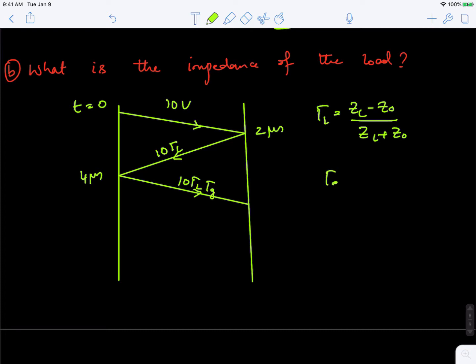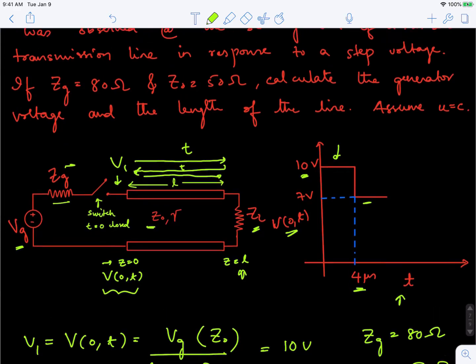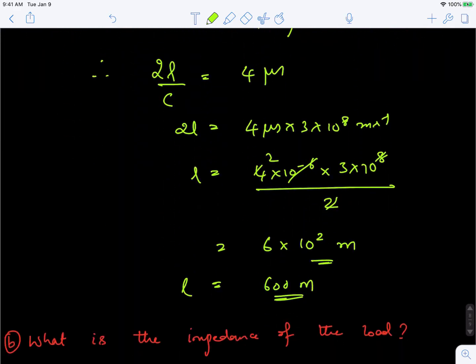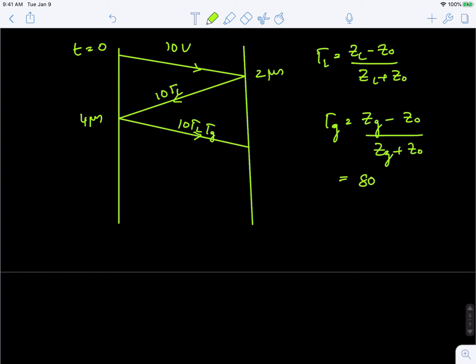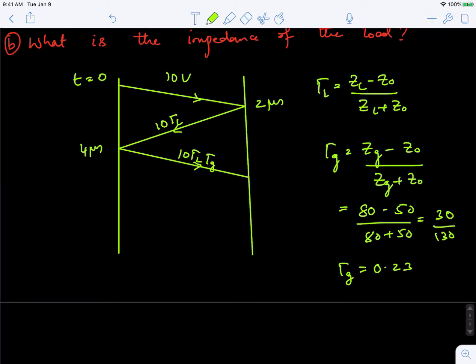We know what gamma G is: it is equal to (Zg minus Z0) divided by (Zg plus Z0). It's given in our problem that Zg is 80 ohms. So that is 80 minus 50 divided by 80 plus 50, which is 30 divided by 130, equal to about 0.23. So the voltage that is reflected is 10 gamma L gamma G.